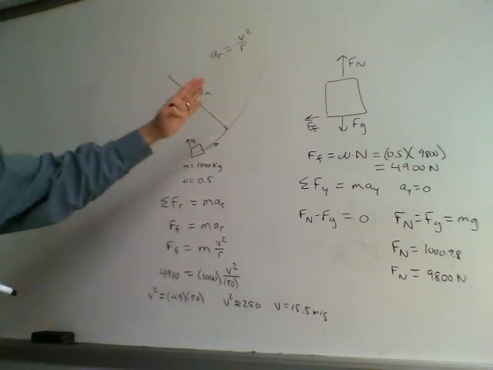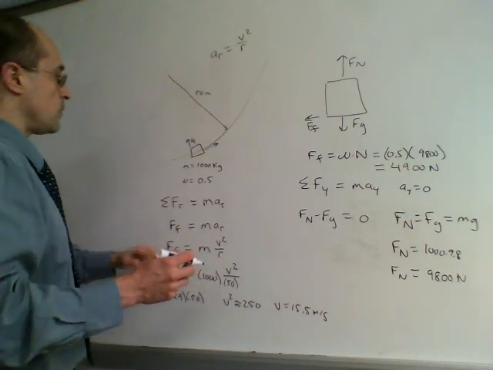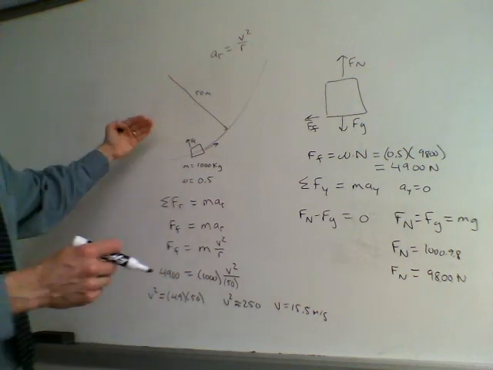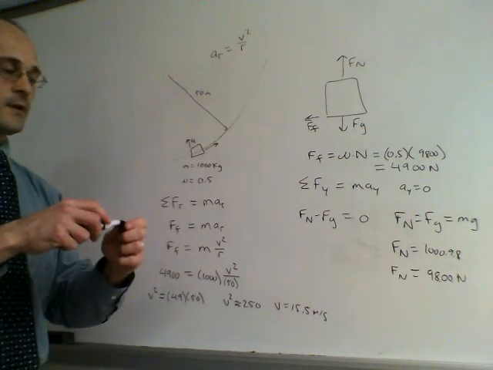If we're going faster than that, the friction won't be able to supply enough centripetal force to hold us on our curve, and we would slide out.